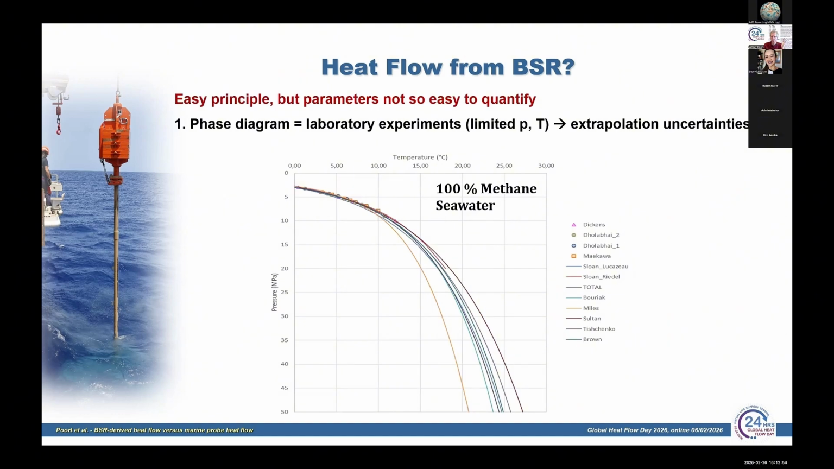First of all, the phase diagram of the hydrates. This is based on experiments in the laboratory, so in general they are made on limited PT conditions, not covering all the PT conditions that we have offshore. You can see here, for example, where postdoc Eloise did an exercise, here you have the data, and if you extrapolate this data to deeper depths, you can get quite a difference in the phase diagrams used. This can introduce a big error and uncertainty in the estimate.